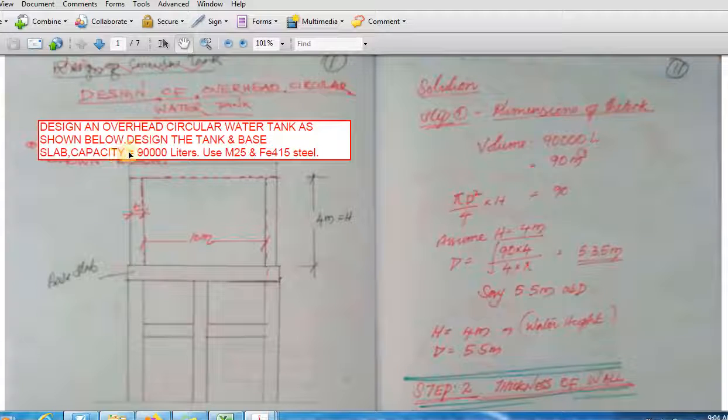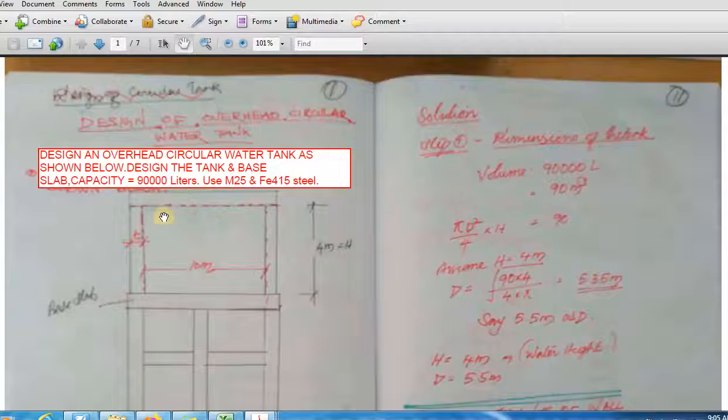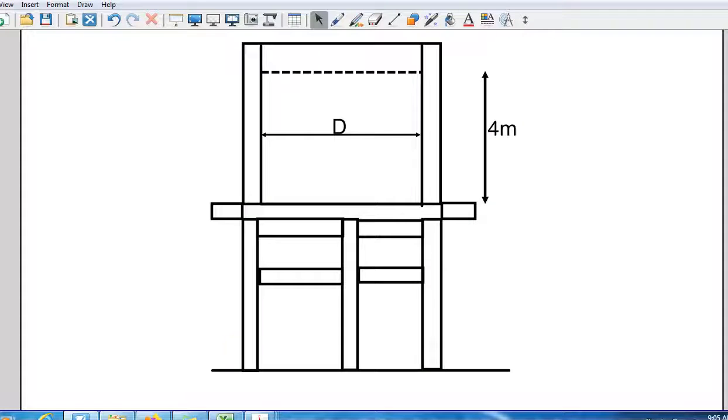The capacity of the tank is 90,000 liters. Use M25 concrete and Fe415 steel. So it has to be able to contain 90,000 liters. As a first step, let us find out the dimensioning, the diameter, because the height is already given to you. The height is given as 4 meter. The meaning is that when I say 4 meter, it is only the water depth. Another 20 centimeter we can give as a freeboard.